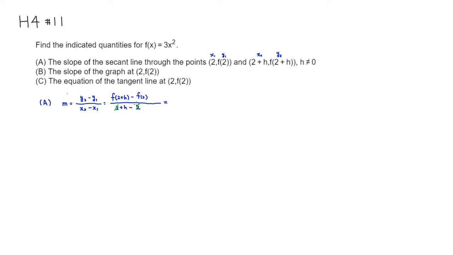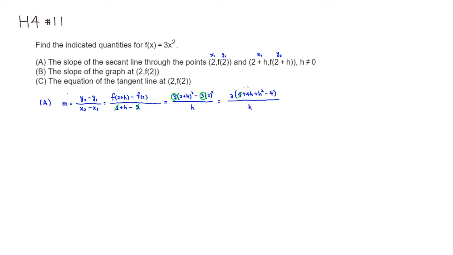Let's write the f of 2 plus h. f of x is 3x squared, so f of 2 plus h would be, we replace x by 2 plus h. So you have 3 times 2 plus h squared, minus 3 times 2 squared, all over h. 3 is in common, so I'll pull that out. If you multiply out 2 plus h squared, you get 4, plus 4h, plus h squared. Then minus 2 squared, which is 4. Then divide by h.